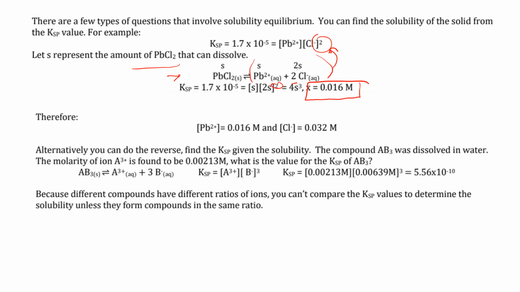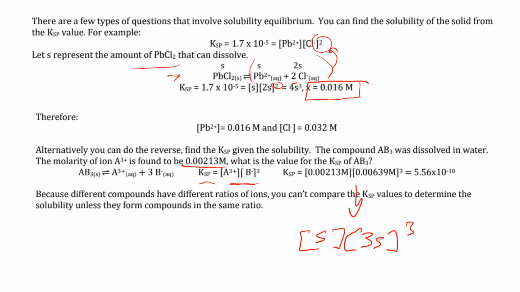Alternatively, you can find the KSP given the solubility. So you have your compound dissolved in water, and they found out the molarity is this value here. What is the KSP for AB3? So you set your KSP equal to the expression. So it's A3 plus times B minus cubed. To get this, remember that it's S times 3S then cubed. You do the math, you end up with your K sub Sp.